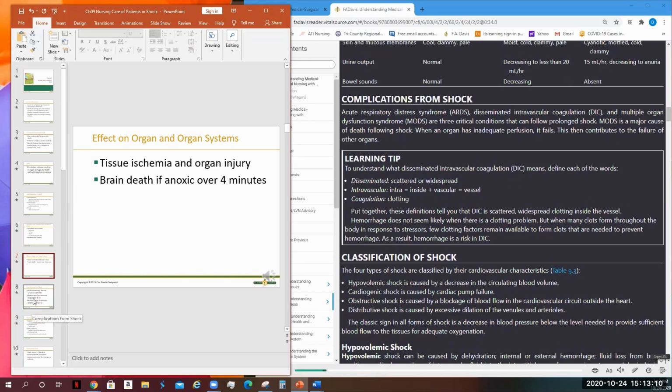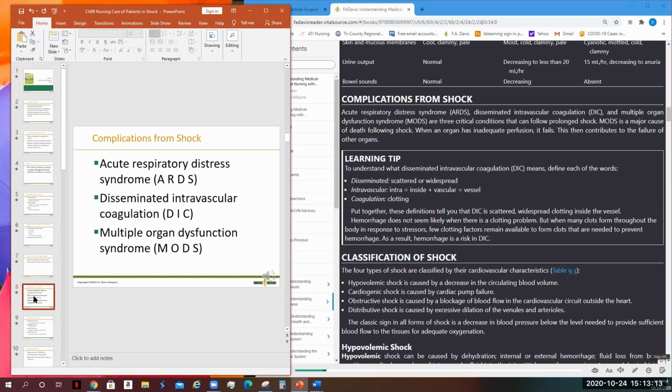So let's take a look at some of the complications from shock. Acute respiratory distress syndrome, ARDS, disseminated intravascular coagulation, DIC, and multiple organ dysfunction syndrome, MODS, are three critical conditions that can follow prolonged shock. MODS is a major cause of death following shock. When an organ has inadequate perfusion, it fails, and this then contributes to the failure of other organs.